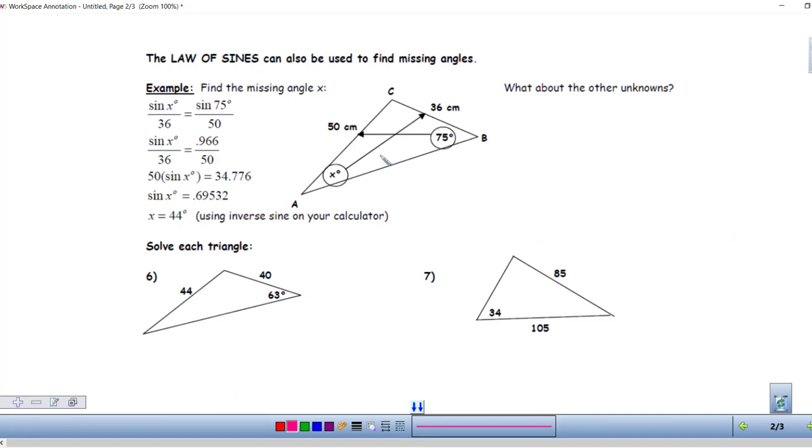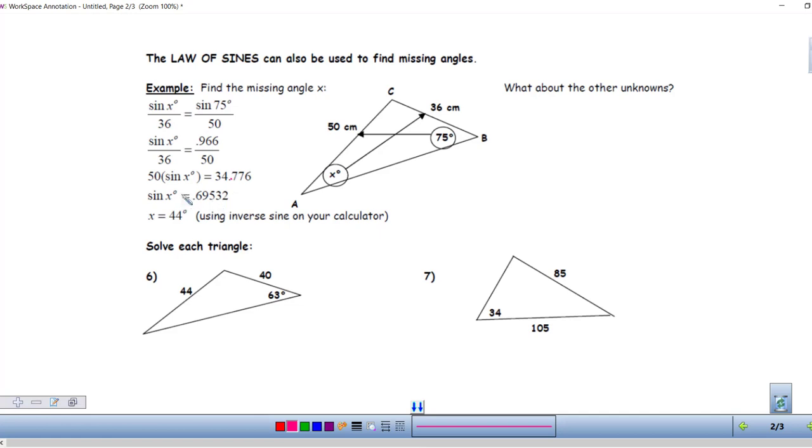So this time, instead of having a second angle, we have a second side. So this is set up as the sine of x over 36, and then we have our sine of 75 over 50. Solving it in a similar way, we would cross multiply, so 36 times the sine of 75, which is what they got here, and then divided by 50, which is what they did here. Okay, so we just kind of jump these steps by doing our cross multiplying.